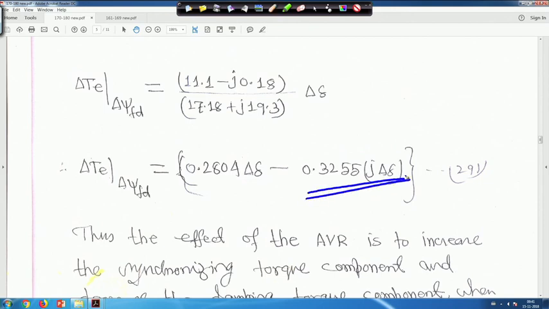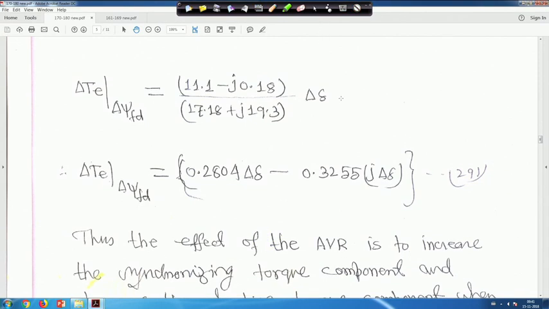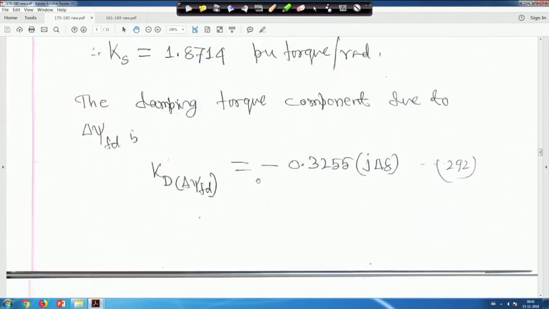Look here, only understanding is required, nothing else. If we make K_D due to delta psi f d equal to minus 0.3255 j delta delta, this is negative, actually. So that is what we are writing here: K_D delta psi f d is equal to minus 0.3255 j delta delta. This is equation 292.